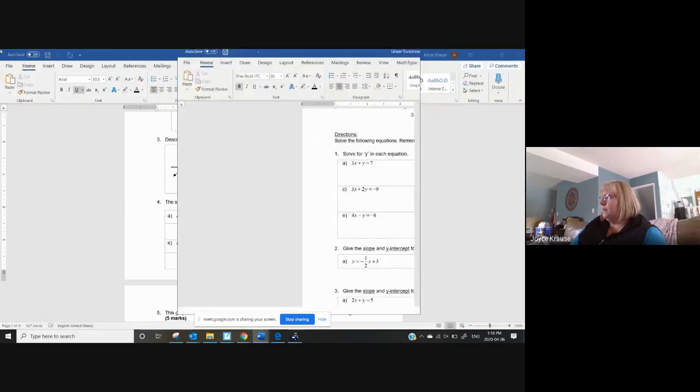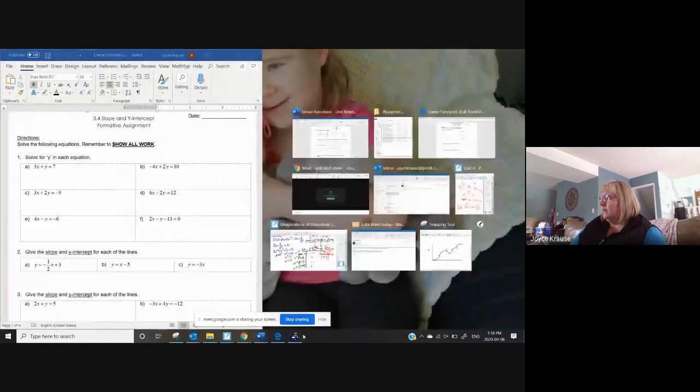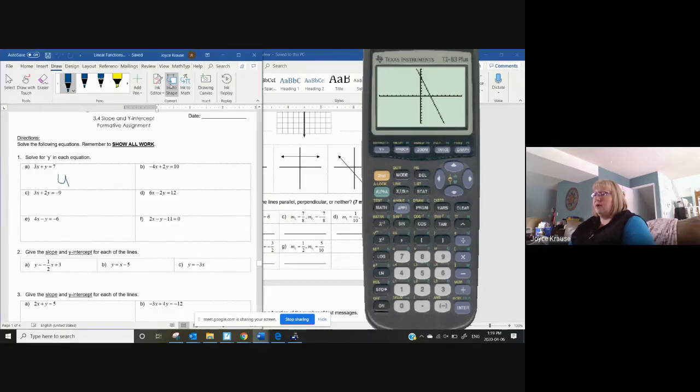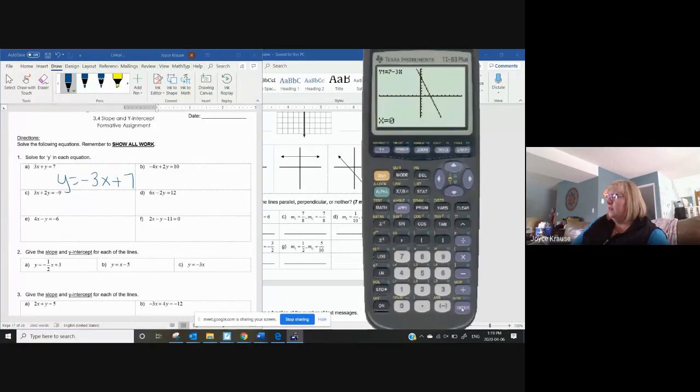All right. So I'm going to try to have the calculator on screen and then this part on screen as well, so that I can write for a couple of these things as well. So if I wanted to rewrite this one here, it would be y equals negative 3x plus 7, which means that my slope is negative 3 and my y-intercept is 7. Well, if I trace here at 0, I'm going to get that.